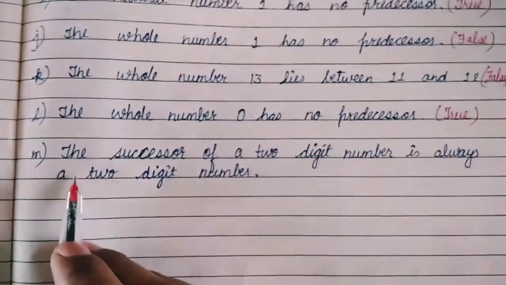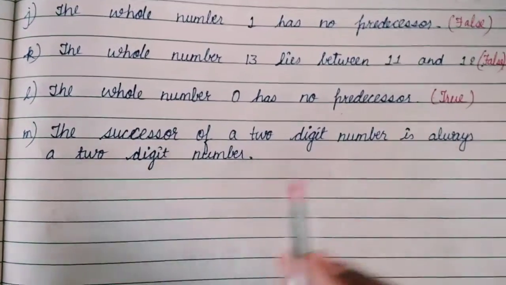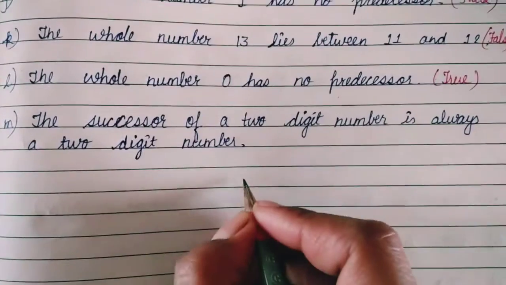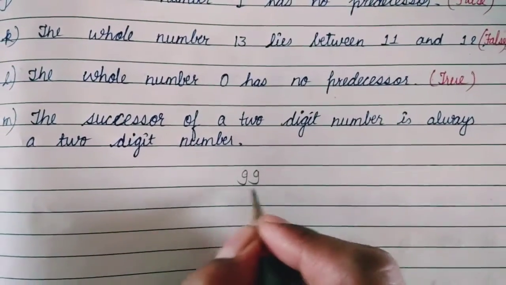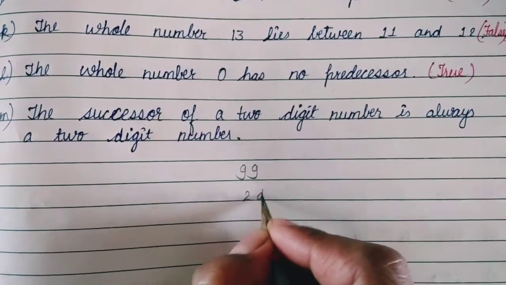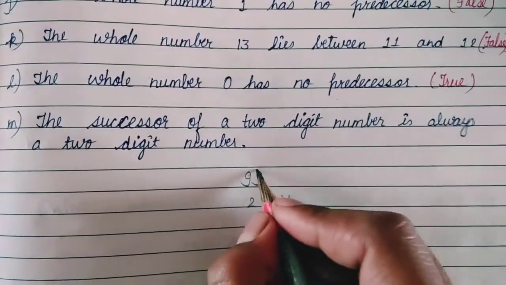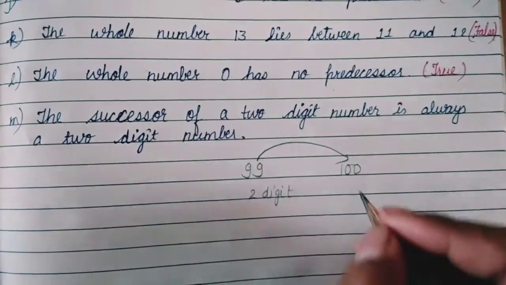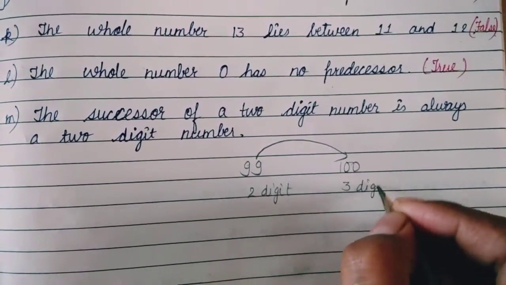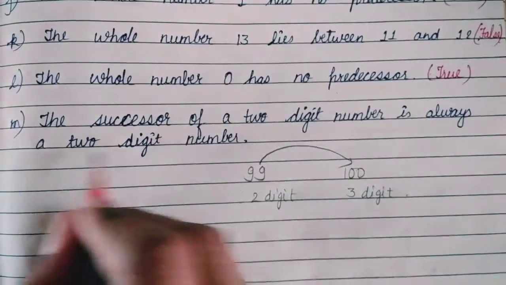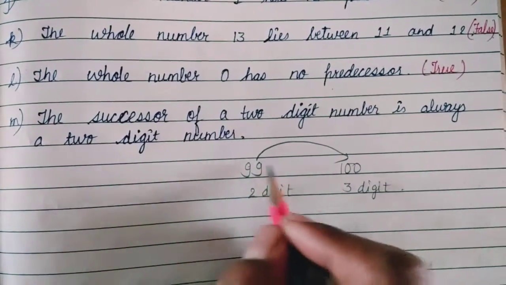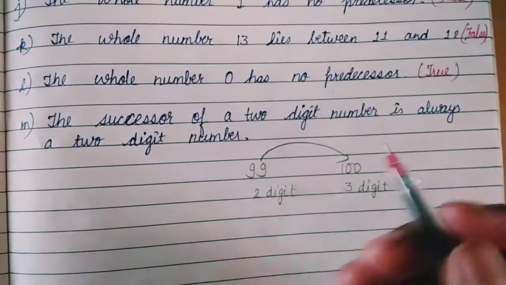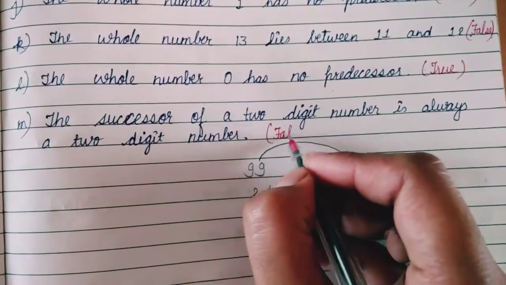The last one is the successor of a 2-digit number is always a 2-digit number. Same as previous, here we will take an example. 99 is having 2 digits. When we find its successor, it is 100, which is having 3 digits. But the statement is telling the successor of a 2-digit number is always a 2-digit number. No, the condition will change. So it is false.